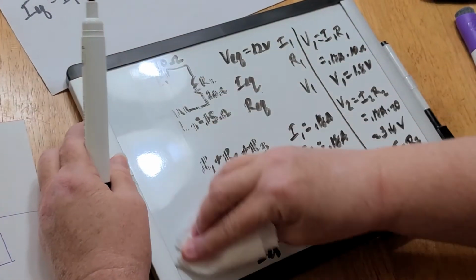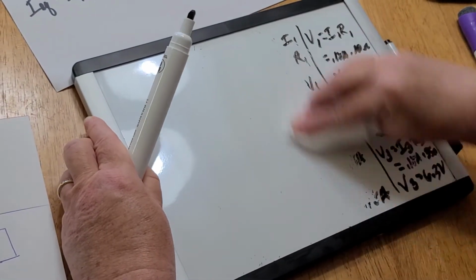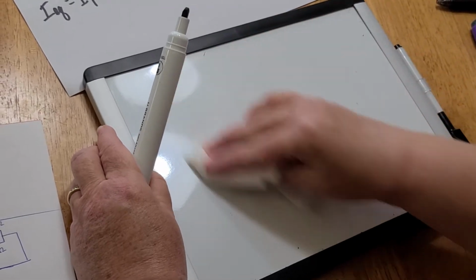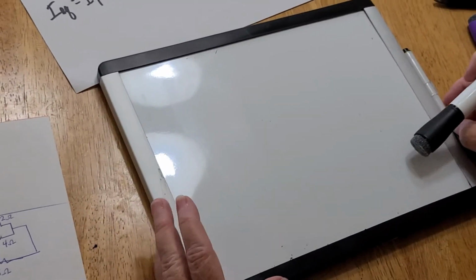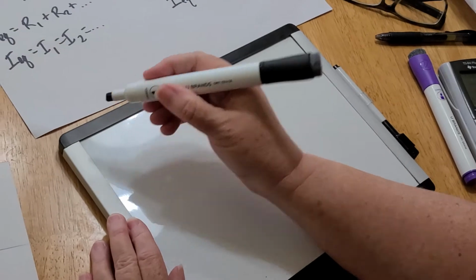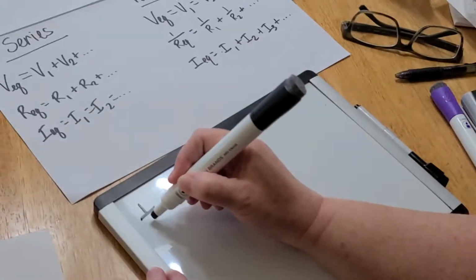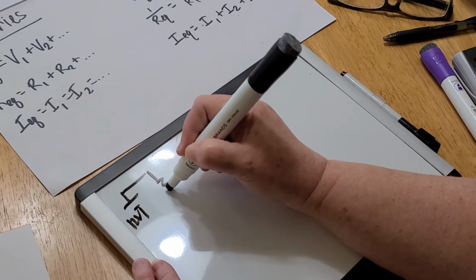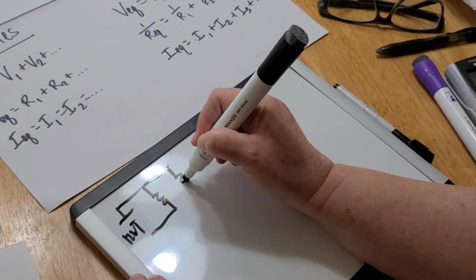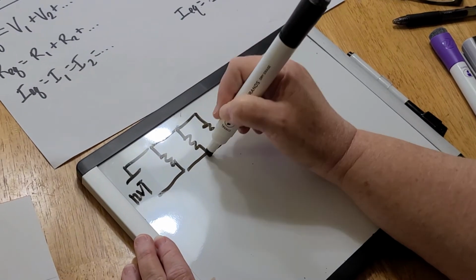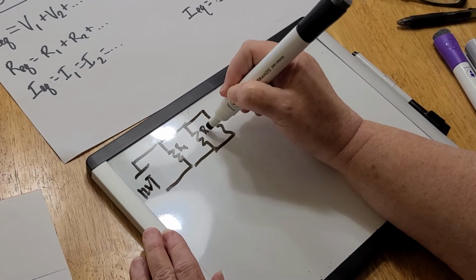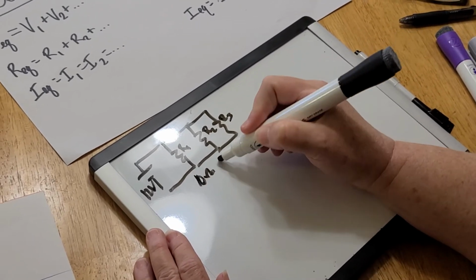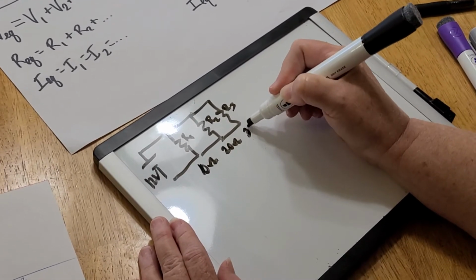Now what we're going to do is the exact same thing, but I'm going to put everything in parallel. And of course this is going to be a little bit different because we have this reciprocal function, which means fractions, and we all know how much we love fractions. So battery, same battery, 12 volts. But now R1, R2, R3. I'm going to keep them the same: 10 ohms, 20 ohms, 35 ohms.